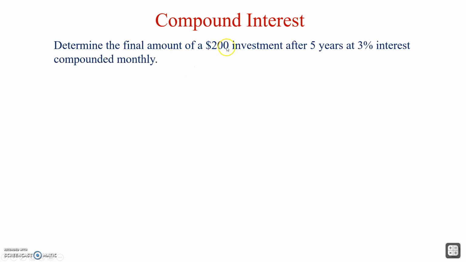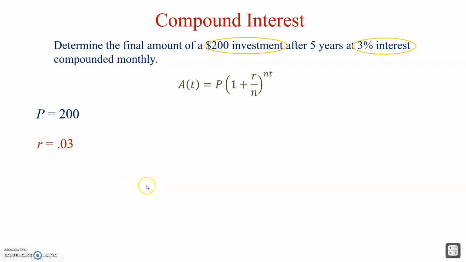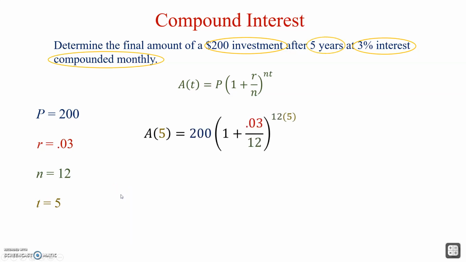Determine the final amount of a $200 investment after 5 years, 3% interest compounded monthly. So we'll start with our formula. As we go through all the components, P is 200. That's our principal. The rate is 0.03 because it's 3% interest. Again, we converted the percent to a decimal. N is 12 because they said it was compounded monthly. And T is 5 because it says 5 years. So we simply substitute everything into the equation. I'll solve this step by step.